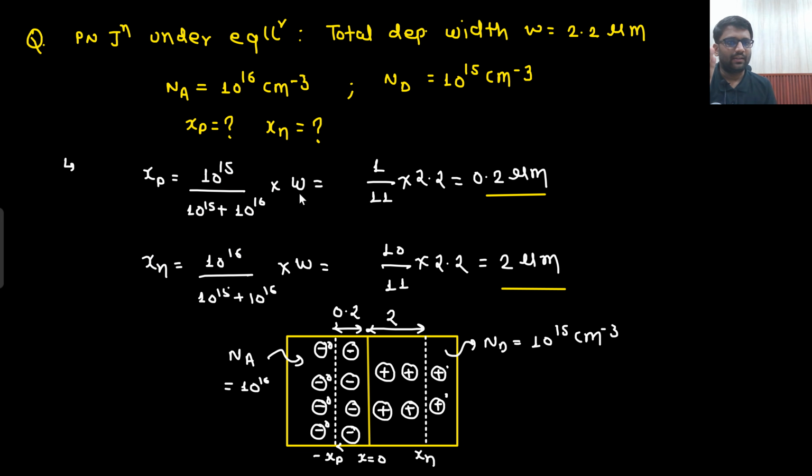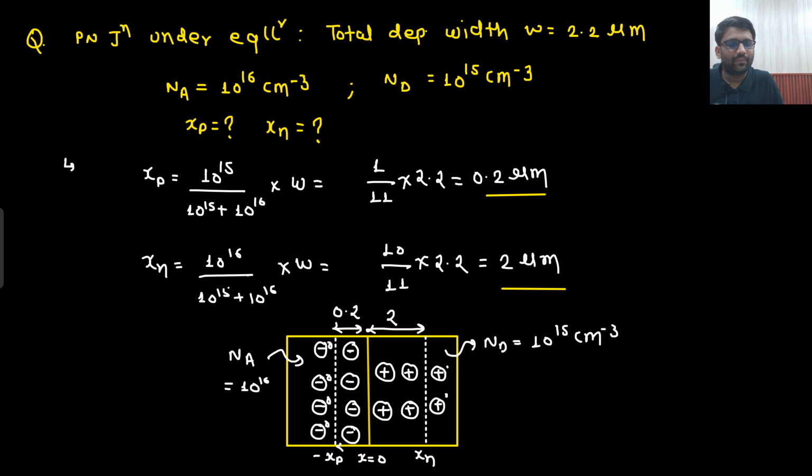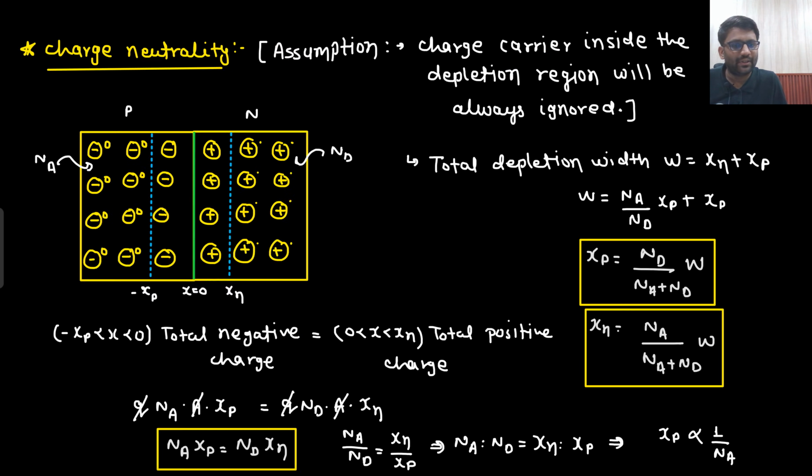In a lot of problems, we will get the value of the depletion width, but in the examination they would ask how much depletion width is there on the P side. So what would you do? Xp equals, the inverse relation is there, so Nd upon Na plus Nd into W. Right? So this we are doing: Nd upon Na plus Nd into W. Very simple thing, right? Now the whole lecture will be based on mathematics and problem solving. That's it. The concept has been cleared.